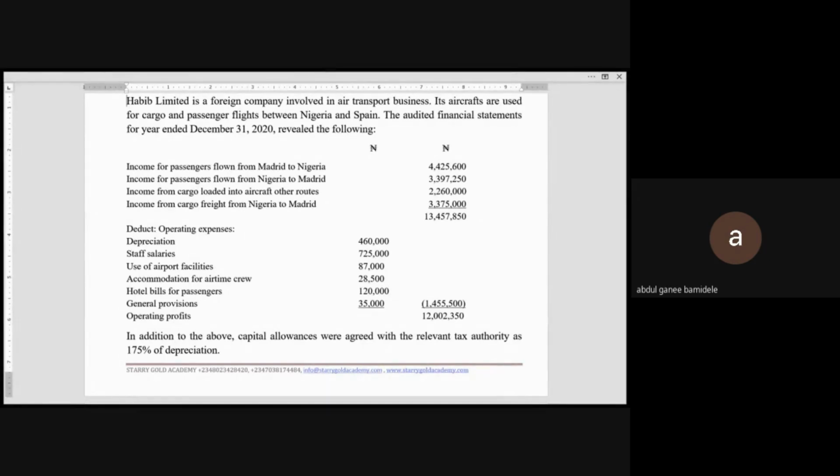Okay. Income from cargo freight from Nigeria to Madrid, is it taxable in Nigeria or not? The cargo was loaded in Nigeria. It's taxable, sir, because you see, it's taxable from Nigeria. No, I'm not aware of that though.